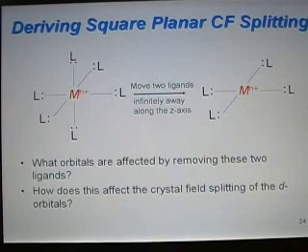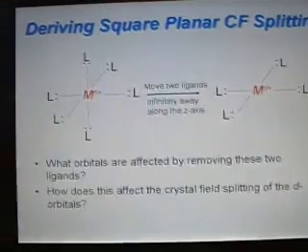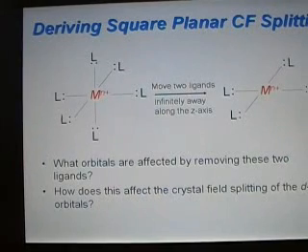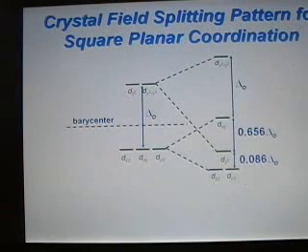Anything with a z component, such as the dz squared or the dxz and dyz. All 3 of those should be affected. So you should expect that the energy for the dz squared should go down, and the energy for the dxz and dyz should also decrease.